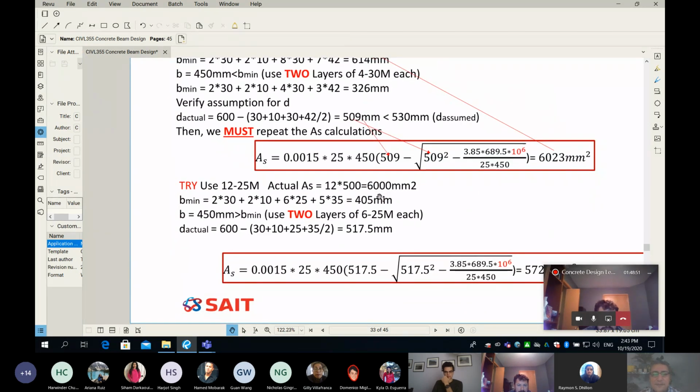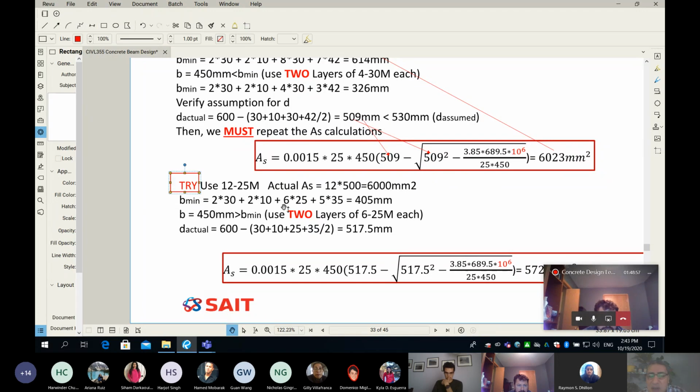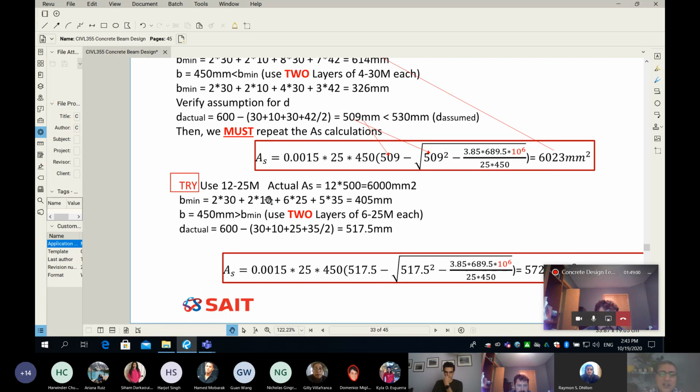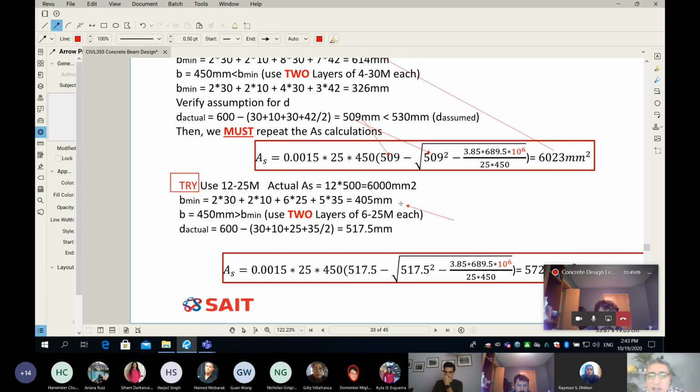Okay, so look at this. What did I do? I said, you know what? Try in red, and by all means it's a try, because so far nothing is confirmed. So I said, use 12 25M. And what I did is I simply tried to see what the minimum width is for 6, because I know 12 is too many. I don't want to waste your time or my time trying to fit them in 1 layer. Too many. So I said, okay, let's see if I can accommodate half of the 12 in one layer. So I went 2 times 30, 2 times 10, 6 times 25, and then 5 times 35. Guys, please again make sure you understand where I got this 35 mils. Go back to the slides.